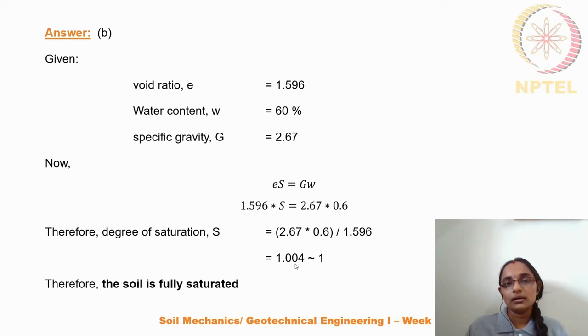So, if we have to say degree of saturation greater than 1, then what is the condition? Mathematically, Vw becomes greater than volume of voids, right? So that we are not considering. We are concerned about the water that is present within the voids. So the particular soil given here is fully saturated.